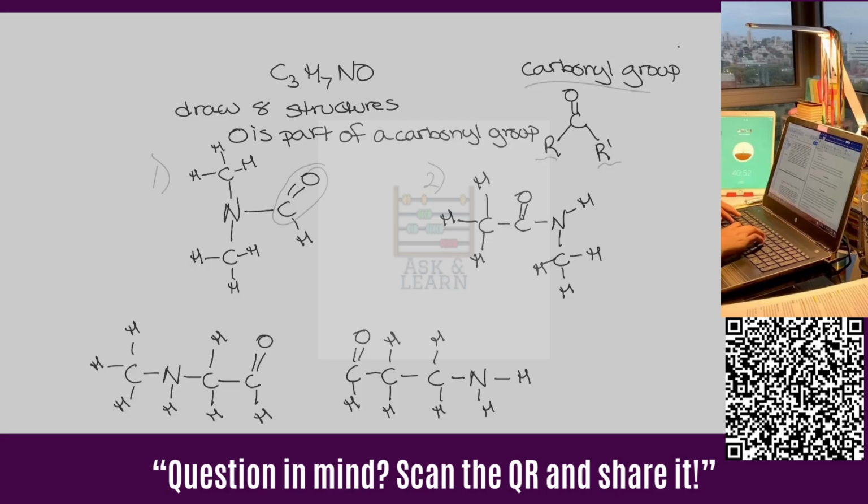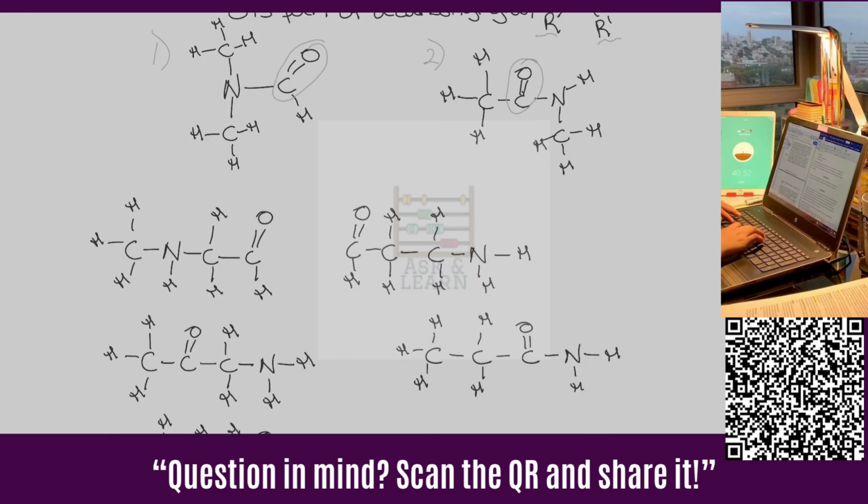So here, the carbons are in a chain, and nitrogen is just part of that chain, and the carbonyl group is right there in the middle, right next to the nitrogen. Structure number 3, again, linear chain, the carbonyl group is on the end. Now, for structure number 4, we have nitrogen on the end and the carbonyl group on the opposite end.